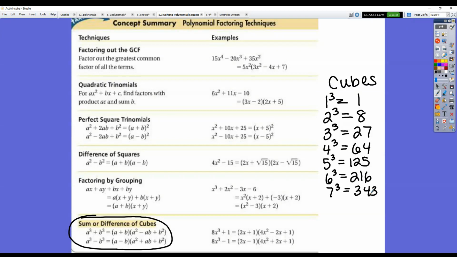When you have like 8x cubed plus 1, that's a sum of cubes. The addition means it's sum. So then we use this formula to factor. When you have a difference, okay, when there's a subtraction sign, then you use this formula. So look at your cube sheet to help you out with this.